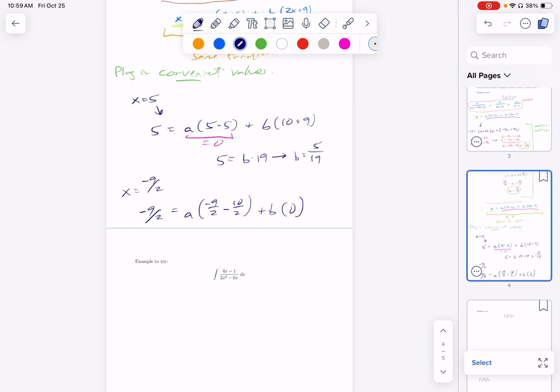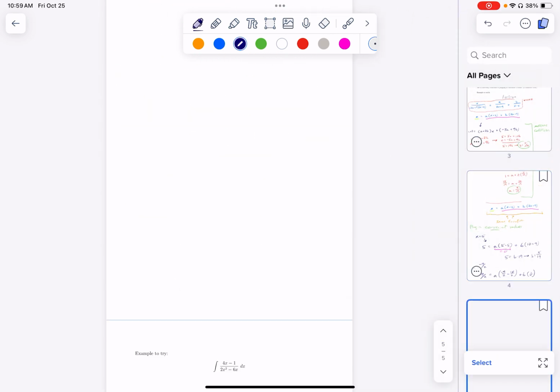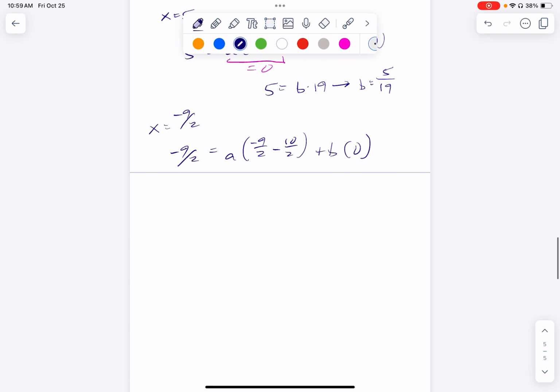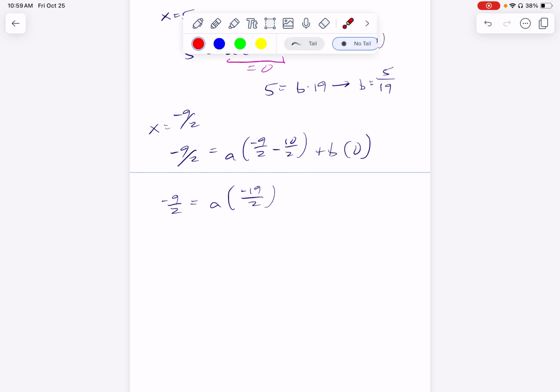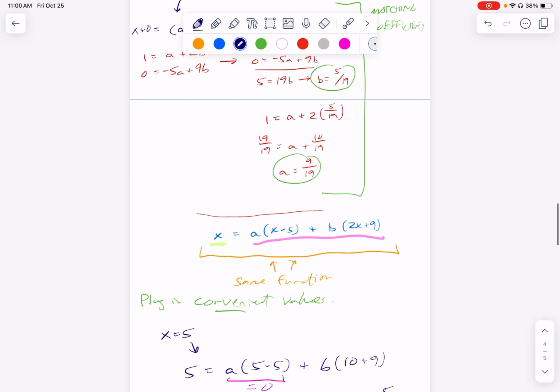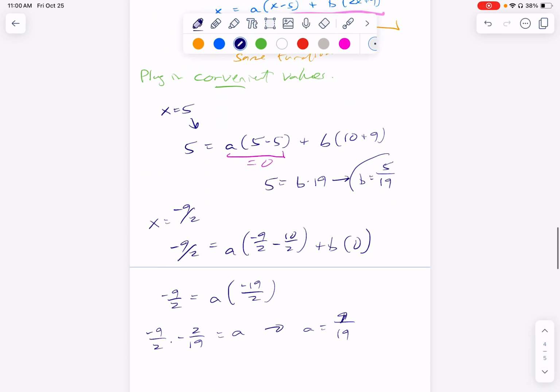So I'm going to do another page here because I'm writing kind of big. So I would have negative 9 halves plus a times negative 19 halves, right? So, sorry, equals. This number equals this thing. So that would mean negative 19 halves times negative 2 over 19 equals a, which means a equals 9 over 19. And I hope that's what we got before. Yeah, right, so same numbers.